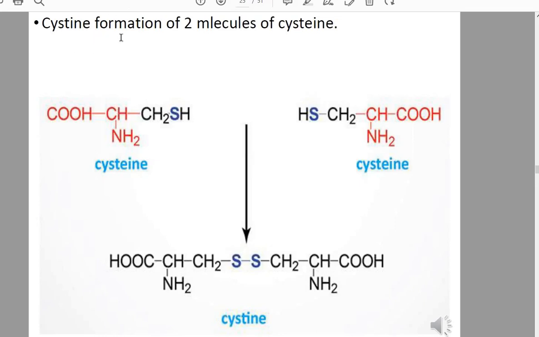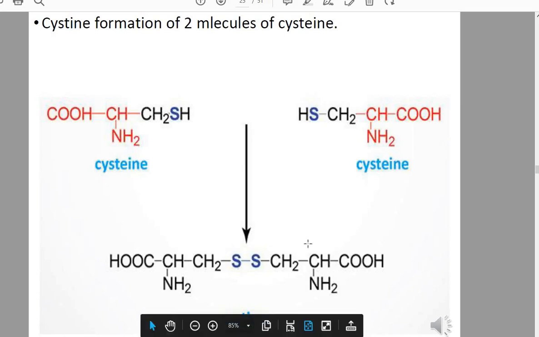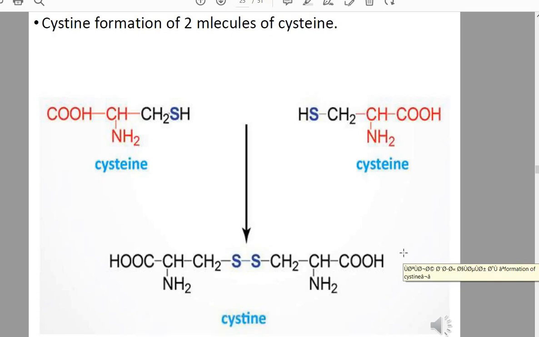Cystine also is a derived amino acid. Cystine is derived from cysteine. We mentioned cysteine before. It's a sulfur containing amino acid. This is sulfur. Combination of two molecules of cysteine by oxidation, this hydrogen atom will be removed, will form cystine. So it's a derived amino acid derived from cysteine. Two molecules of cysteine forming one molecule of cystine by oxidation.